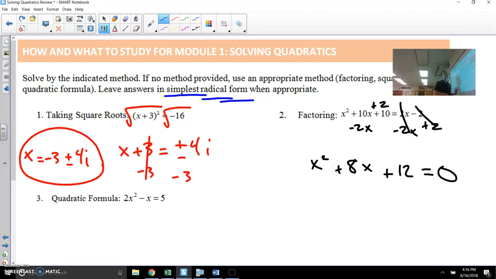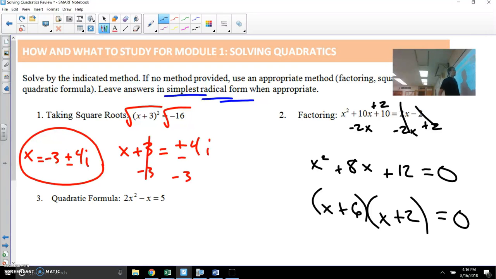So now I'm thinking what multiplies to be 12 but adds to be 8, and those numbers are 6 and 2. Now I had some people who were thinking about factoring so much during our activity that this is what they put as their answer. Okay, you haven't solved it. I mean, you factored it, but you aren't telling me what made it 0. So there's one more step.